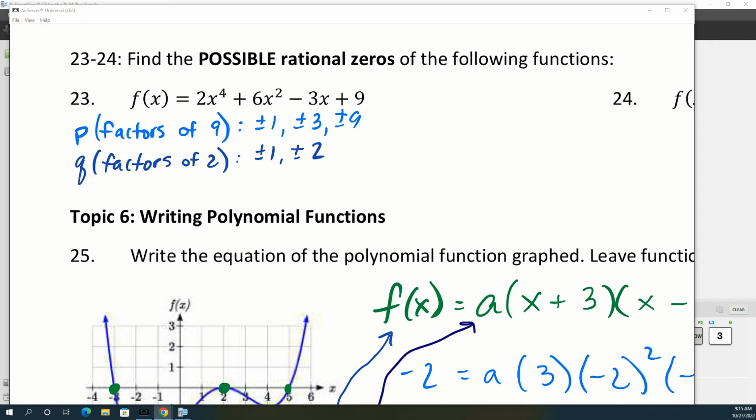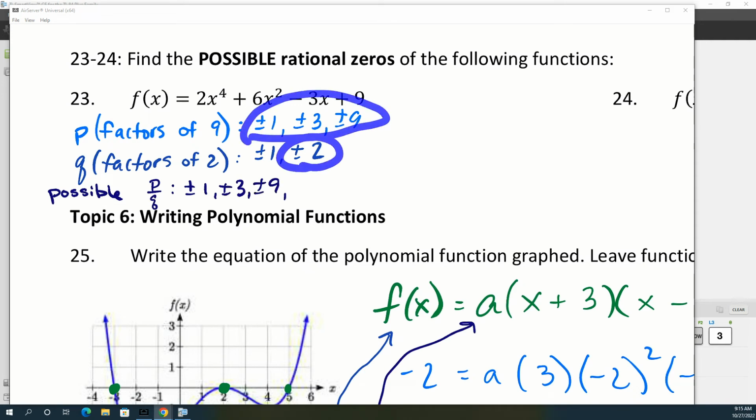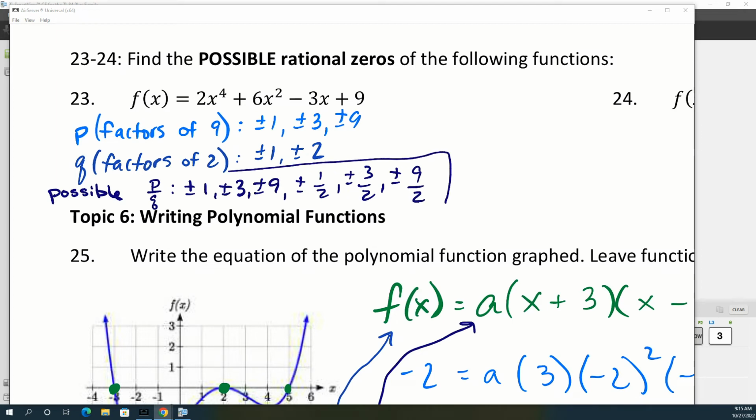But the actual answer to the question, and I'm pretty sure this is a multiple choice question on your test, so the answers you're going to look for are the possible rational zeros, which are the P's over the Q's. All right, so I'm going to take all of these light blue ones and put them over 1, which will give you that same list. And then I'm going to take all these light blue ones and put them over 2. That's the list we're looking for.